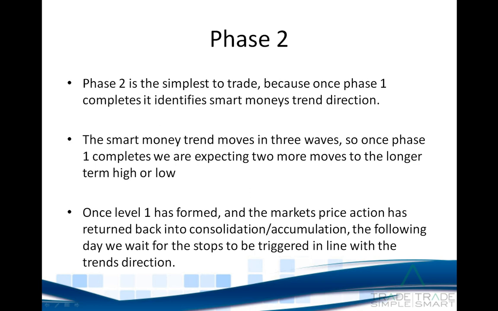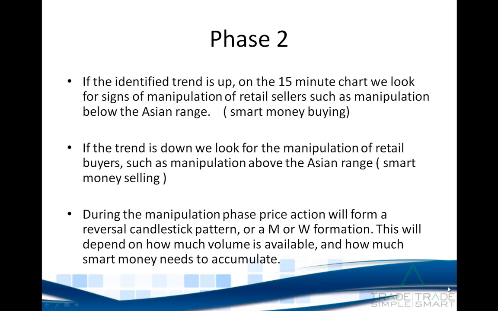So once level 1 has formed and the market's price action has returned back into accumulation, the following day we wait for the stops to be triggered in line with the trend's direction. So if the identified trend, which would be phase 1, is identified as being up, on the 15-minute chart we would look for signs of manipulation of retail sellers, such as manipulation below the Asian range.